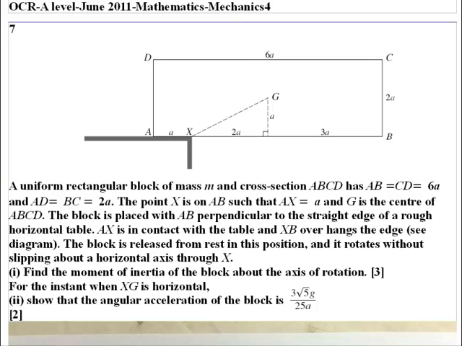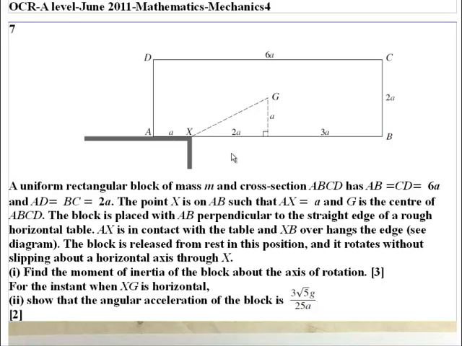A uniform rectangular block of mass m and cross-section ABCD has AB equal to CD equal to 6a, and AD equal to BC equal to 2a. The point X is on AB such that AX is equal to a, and G is the center of ABCD.